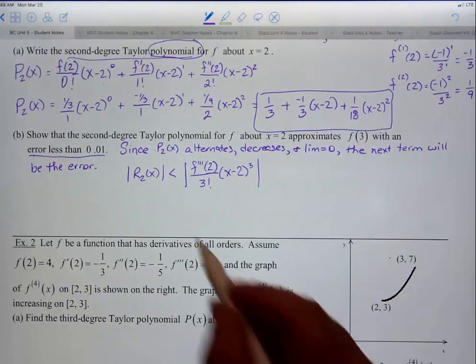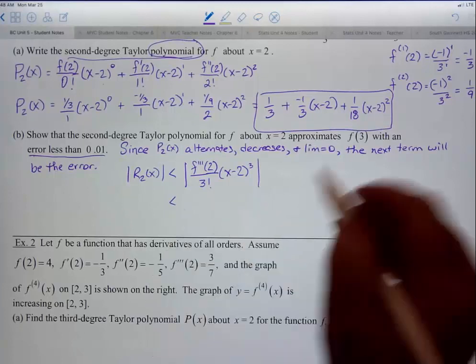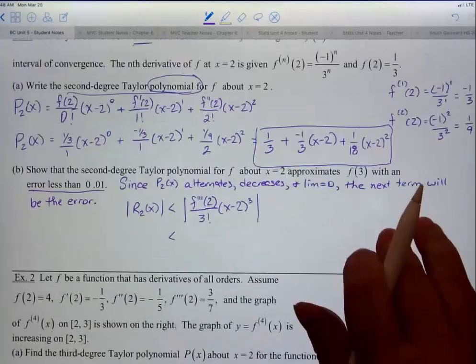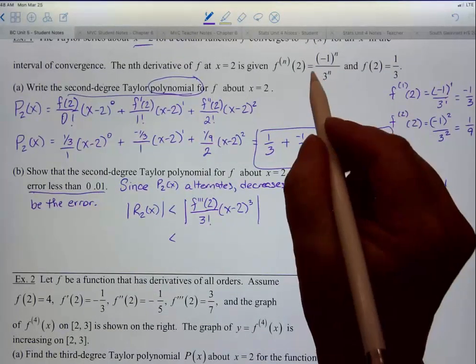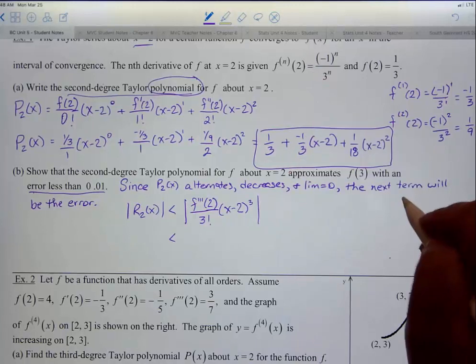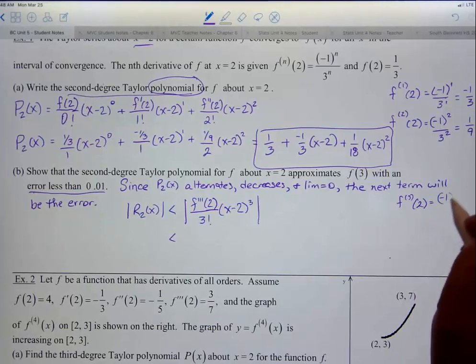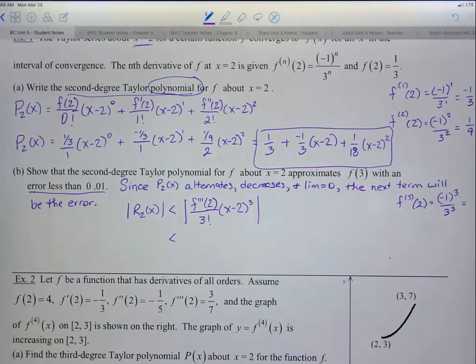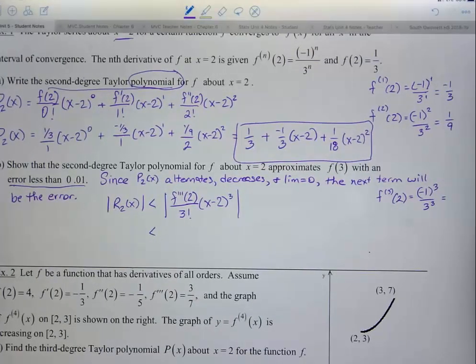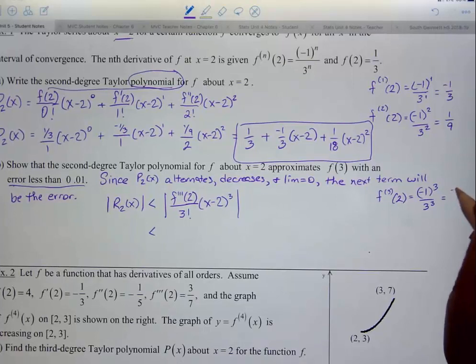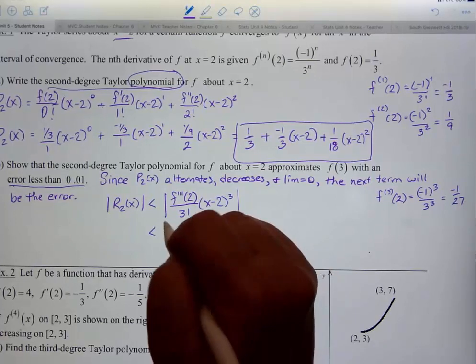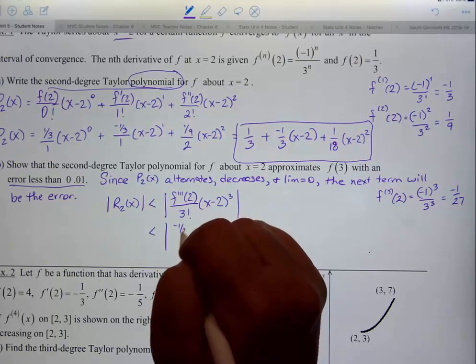Okay? So, let's see what we got here. This is going to be less than triple prime. Okay, so let's go back up here and do the triple prime. F3 of 2 equals negative 1 to the third, 3 to the third. I'm off the page there. What's that going to be? Negative 1 over 27. Good. So absolute value, negative 1 over 27 over 6.